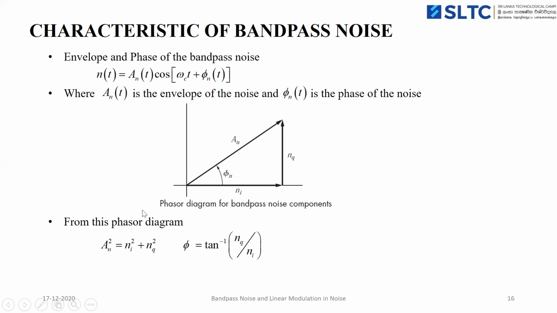From this phasor diagram, we can find A_n squared. A_n is the diagonal element, n_q is the opposite element, and n_i is the adjacent element. By using the right angle triangle formula, the diagonal value A_n squared equals n_i squared plus n_q squared. And φ is the tan inverse of opposite side by adjacent side, so n_q by n_i. This is another form of the bandpass noise, where we are measuring the magnitude and the phase.